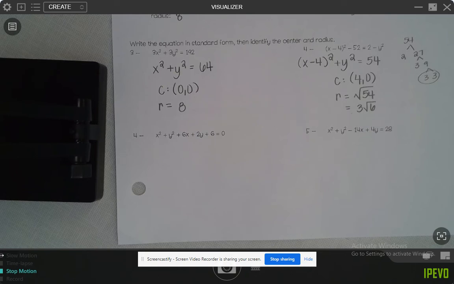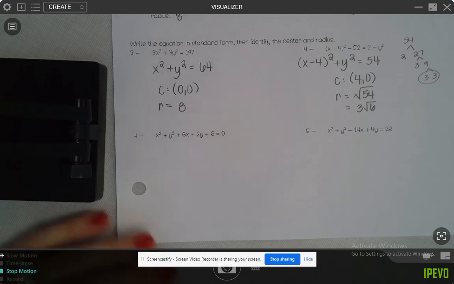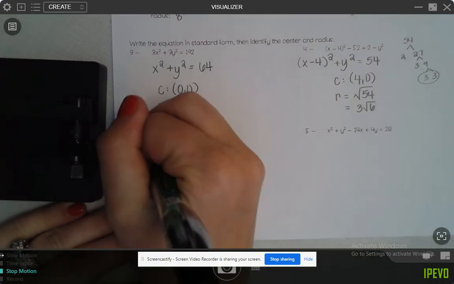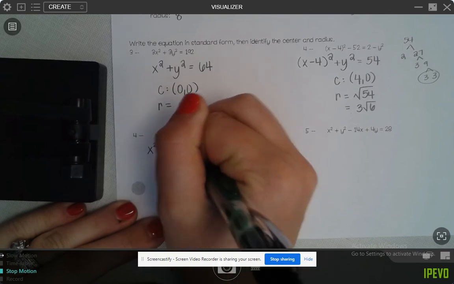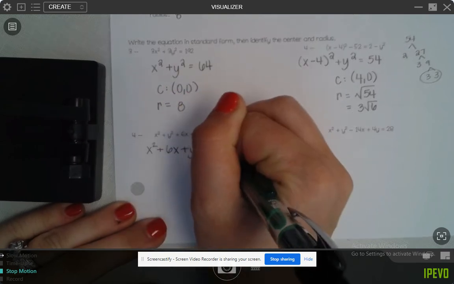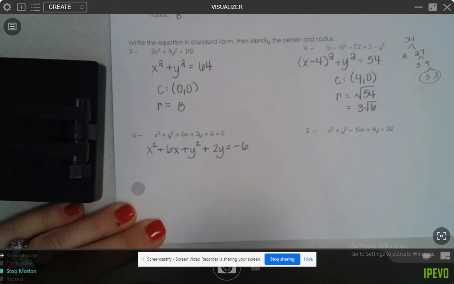There's 2 y's and there's 2 x's, right? So I still want you to keep all the x's and y's on the left side and everything else on the right side. So what needs to move? How? Subtract it. Now, the other thing I would suggest you do once you do that, I would also have you group the x's together and the y's together. So I would write it like this. X squared plus 6x plus y squared plus 2y equals negative 6.